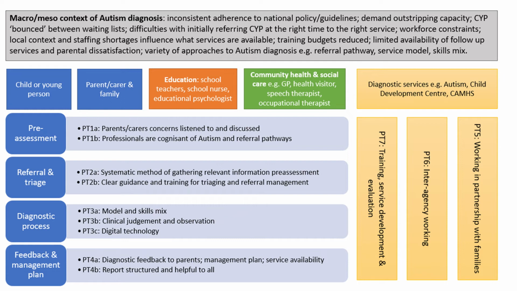We divided by the stages of the pathway: pre-assessment, referral and triage, diagnostic process, feedback and management. Each of those is a program theory with subcomponents, and within each subcomponent that's broken down into detailed CMOs and the literature that we got it from. And then the yellow boxes on the right are more global things, like working in partnership with families, interagency working, training, service development and evaluation. Those are all really big, and there was a huge amount of information.